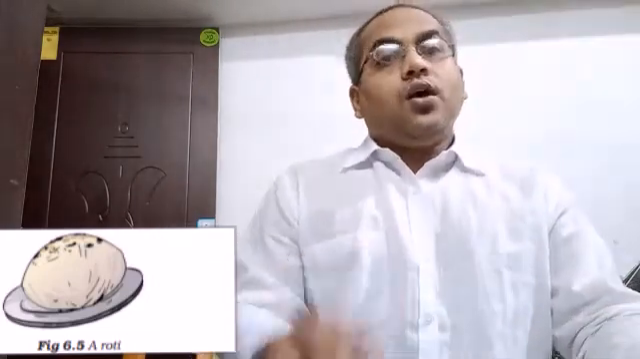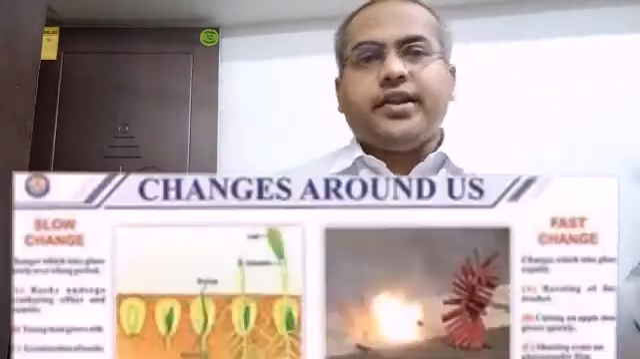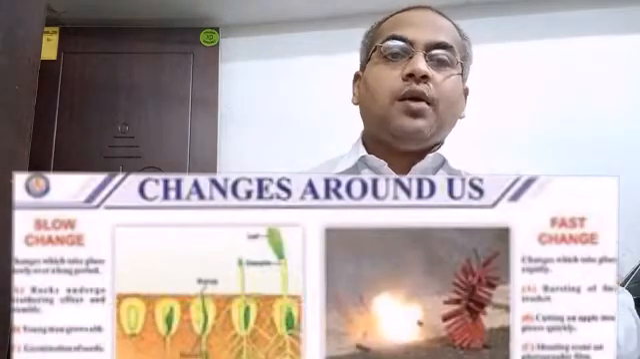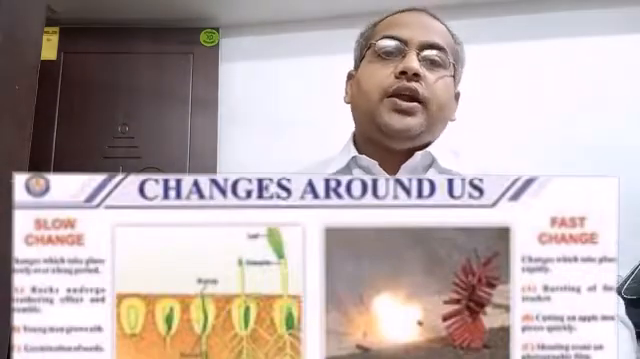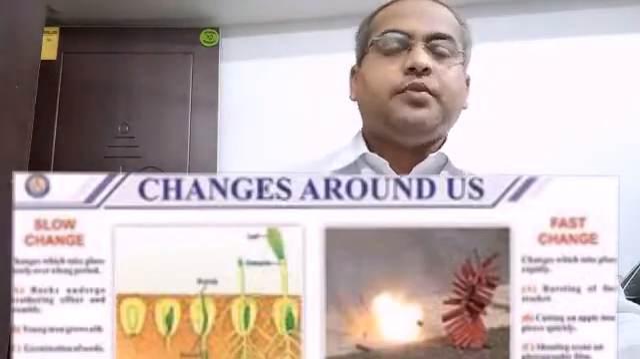Then comes the next type of change, in which energy is evolved or liberated, or in which energy is absorbed. Among them there are two names: exothermic change and endothermic change. Remember class, exothermic change and endothermic change. Exothermic change means, exo means evolved out, liberated. Okay class, exo means to come out from that change, means heat generated or heat evolved or liberated from that type of change.